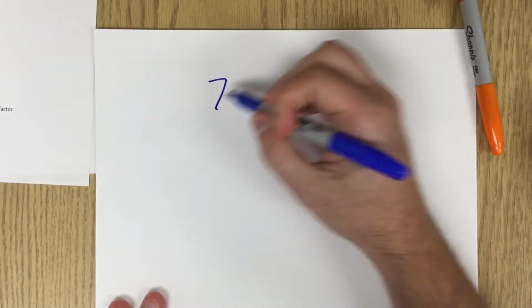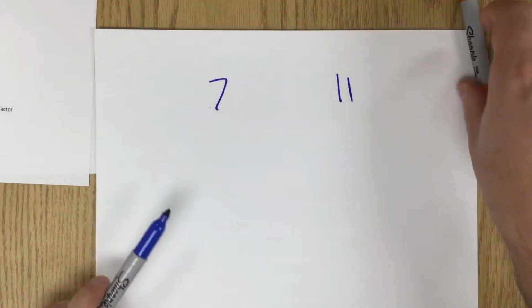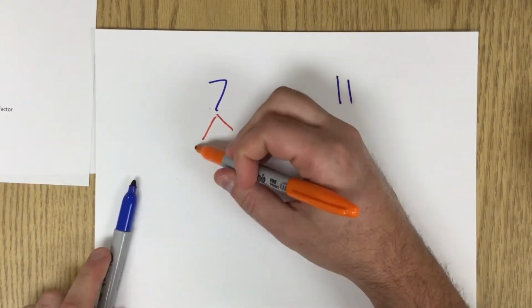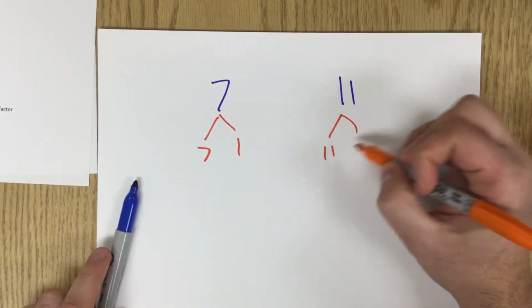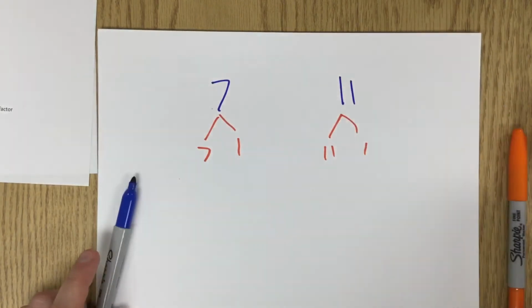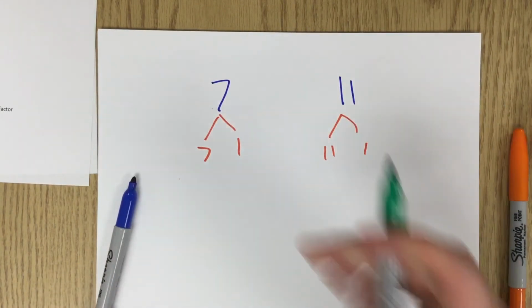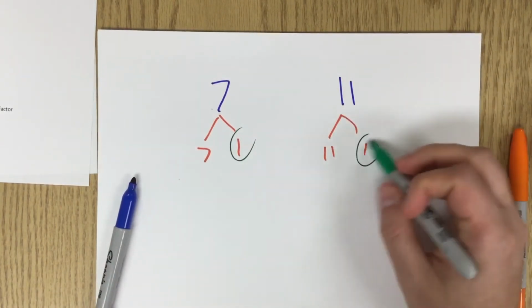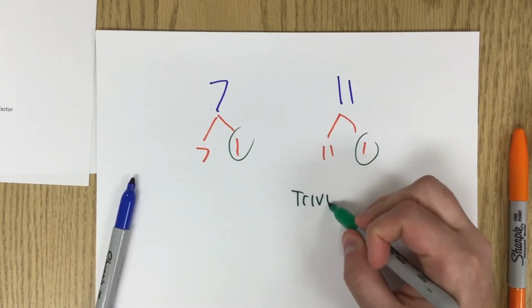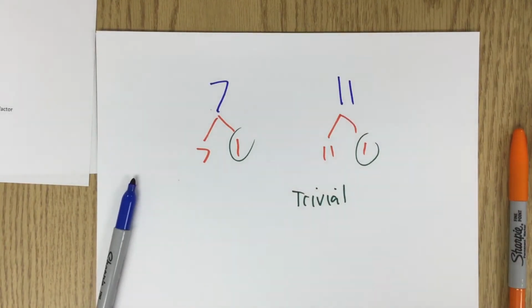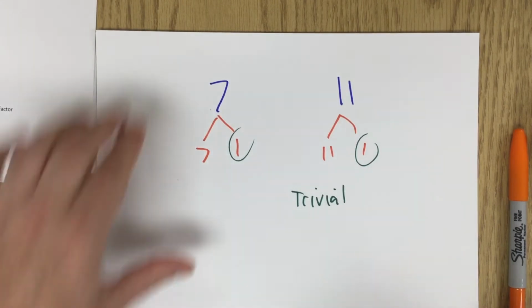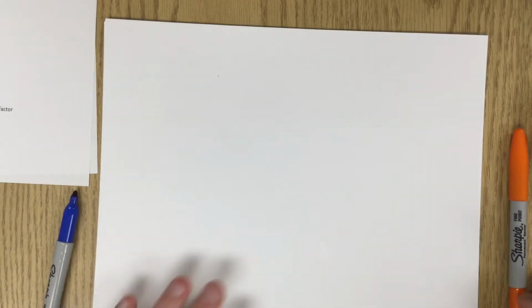So 4 is the greatest common factor of 8 and 12. We had 7 and 11. Not very exciting. 7 is 7 and 1. 11 is 11 and 1. 1 is kind of a common factor, but it's not really a good common factor. In math, we'll often call this a trivial answer. So it's true, but useless. 1 is a common factor of everything. Not too exciting. So really, we would say 7 and 11 have no common factors.